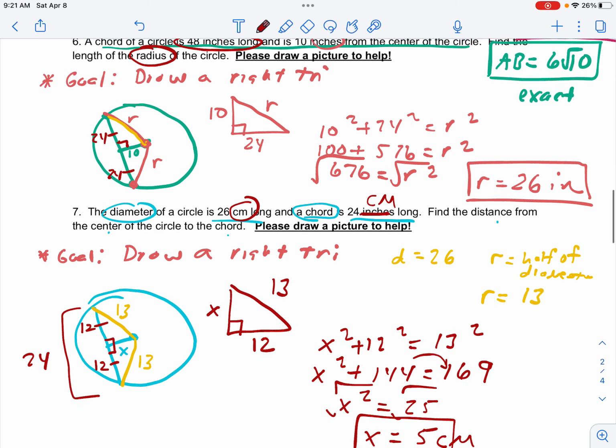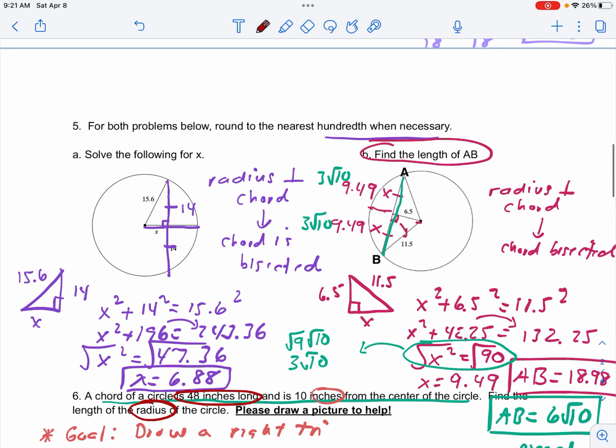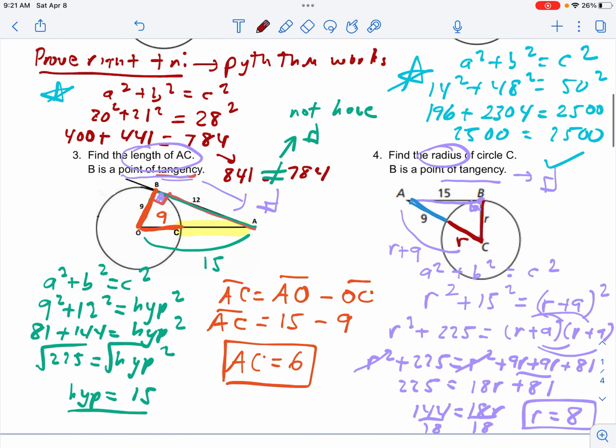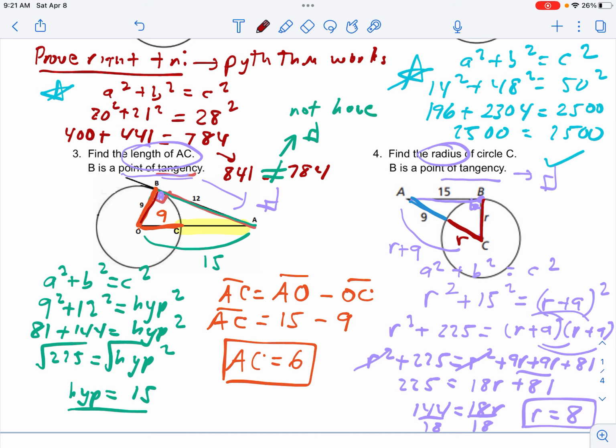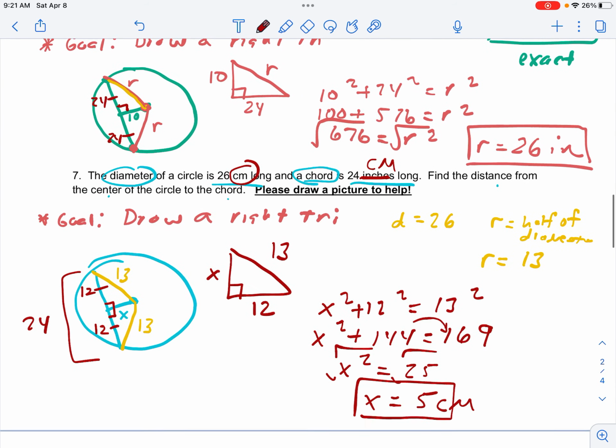So you might notice on this page especially, the theme is the Pythagorean theorem. The theme is to get a right triangle so that you can work with it. And the theme on the first page was also right angles and knowing that a radius can be drawn in multiple places. So that's the key for a lot of the beginning of this packet.